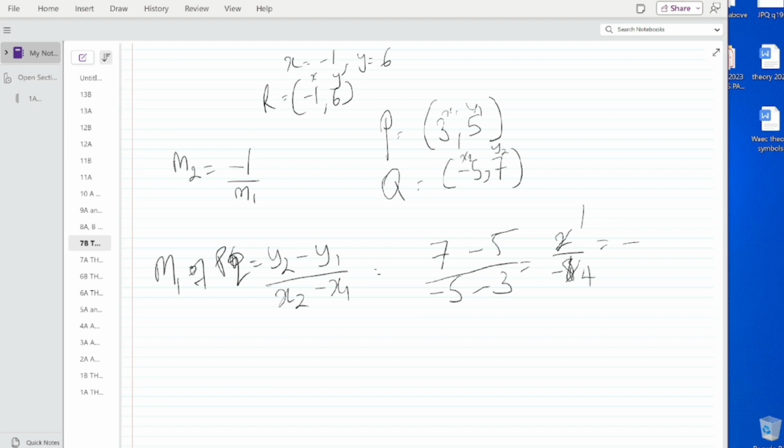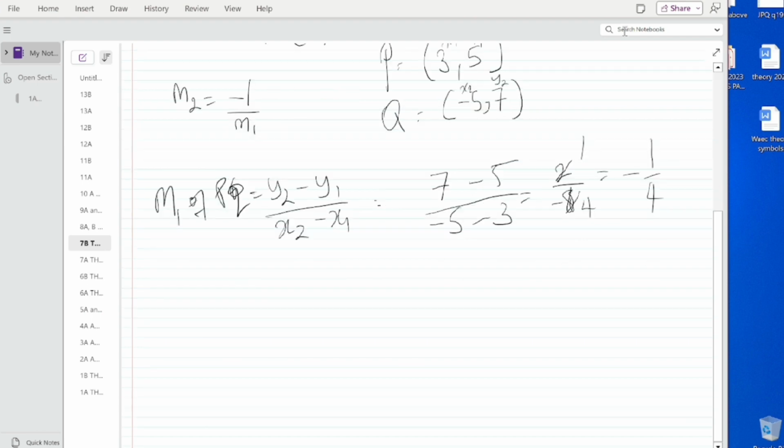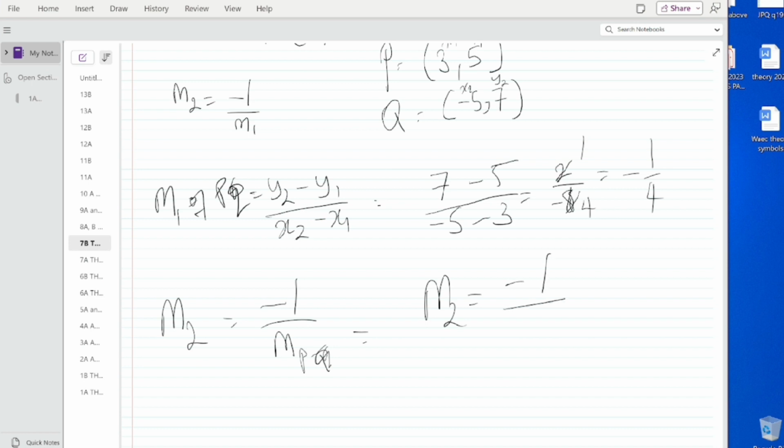So our gradient for line PQ is 1 over -4. And we know from what we discussed earlier, our gradient for the new line that crosses R, which is perpendicular to PQ, is going to be minus 1 over the gradient of PQ. To find this, we have M2 is equal to minus 1 over the gradient of PQ, as we have calculated, is minus 1 over 4.